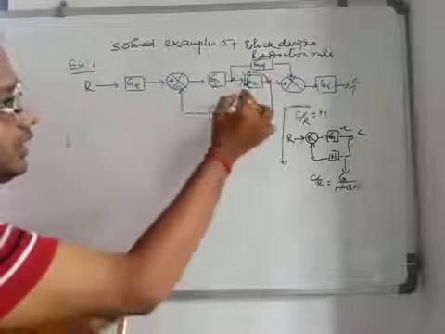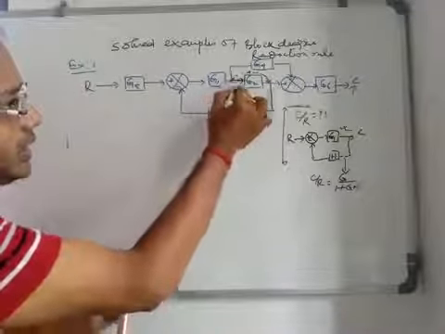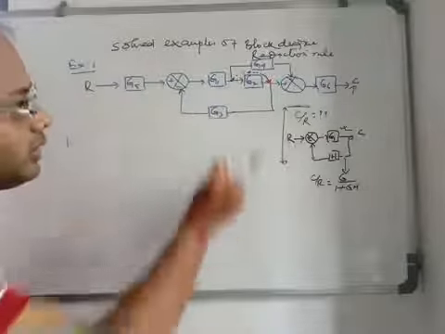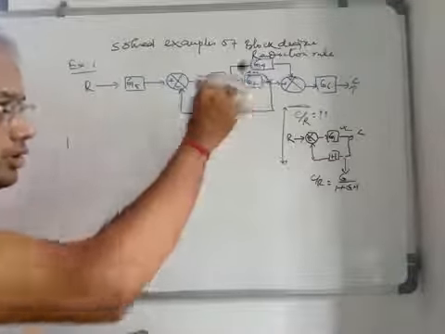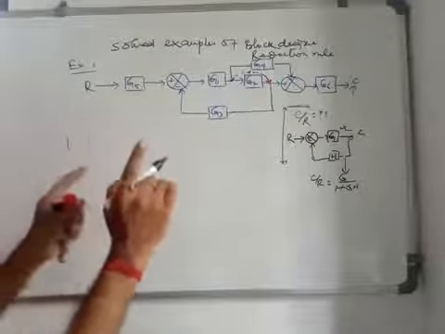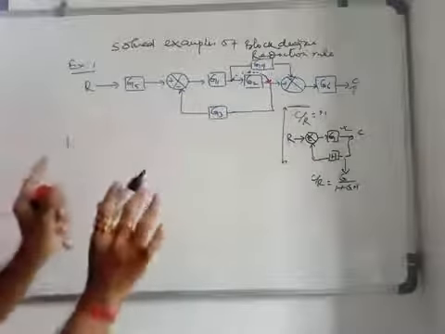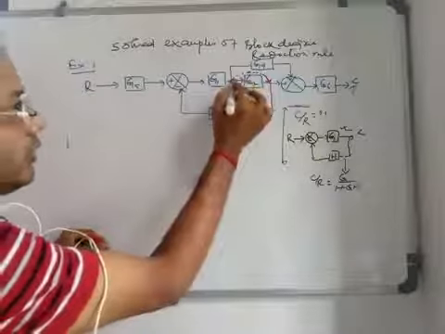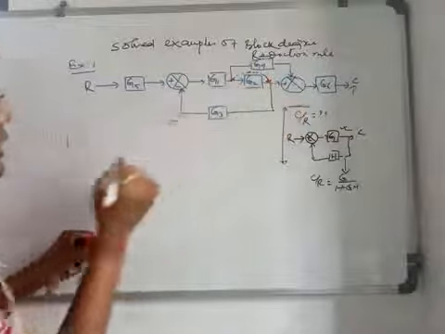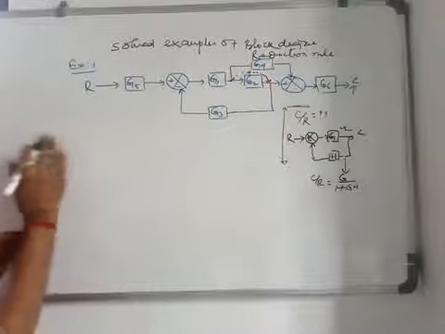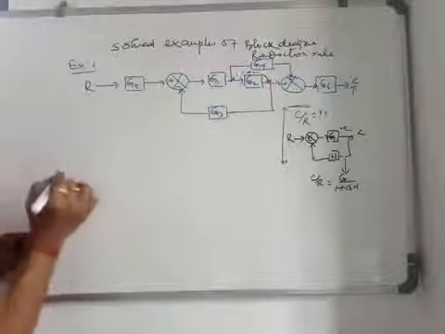G1 and G2 will be cascade connected. There will be a series, with no branching in between them. So this will be one single block. Once this can be done, other than this there is nothing to do. So first of all, shift the takeoff point from this position to this point and redraw the structure. I am redrawing this structure like the first step.